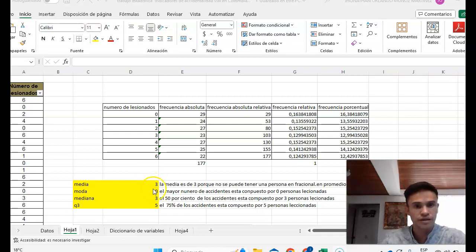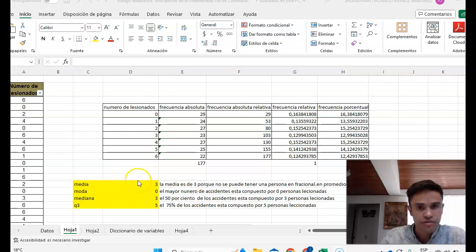I will explain Unit 2, Step 3. The chosen topic is the variable about accidents and the number of injured in car accidents.